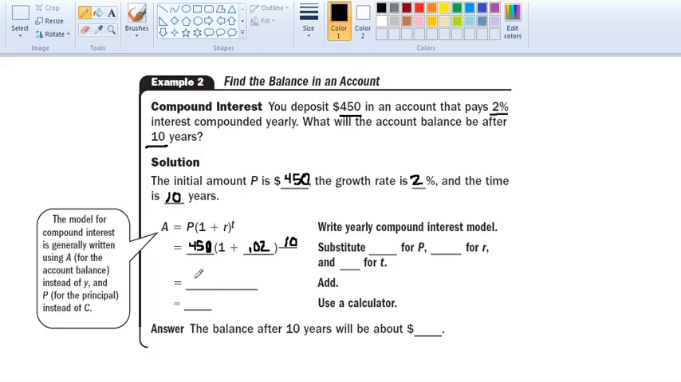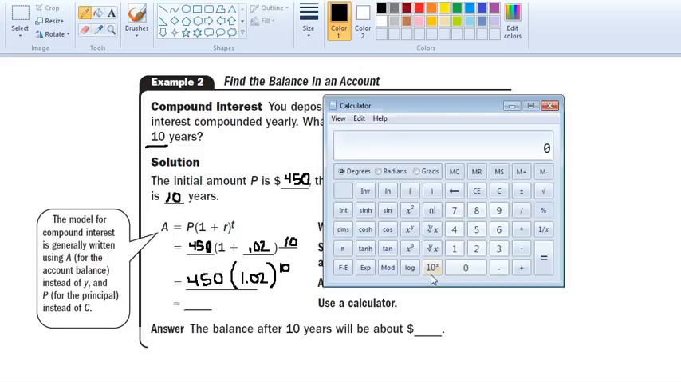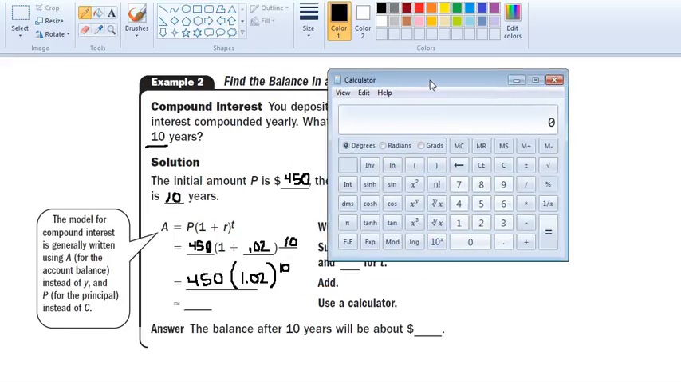Okay, now I think you need to put this together. Let's put 450 times 1 plus 0.02, which is 1.02, and it's going to get raised to the 10th power. Now this is definitely a calculator problem. You don't want to do anything here in your head. So take your calculator out, and you've got to be careful here because this is an order of operations issue. Think about what that 10 applies to.